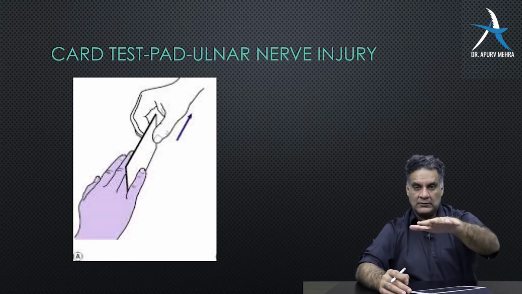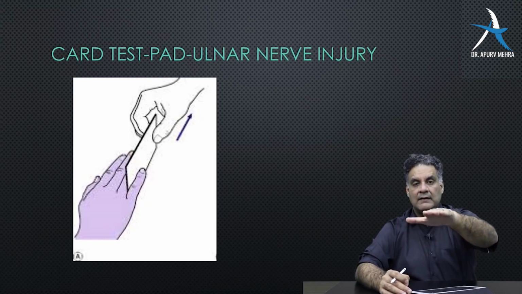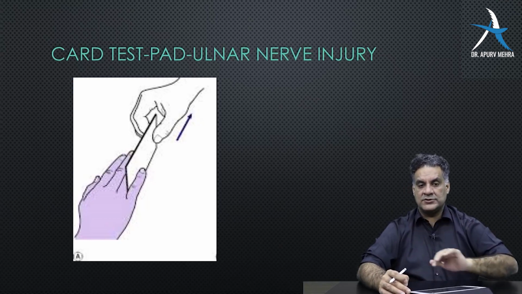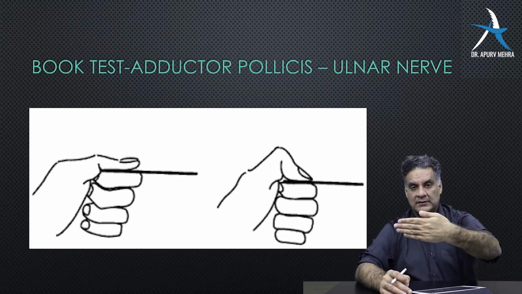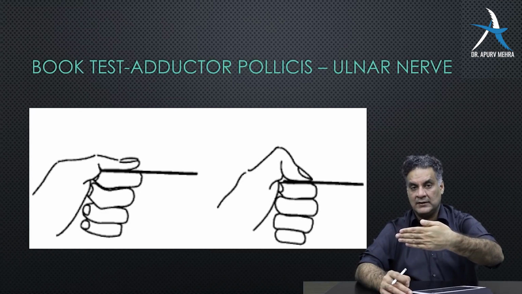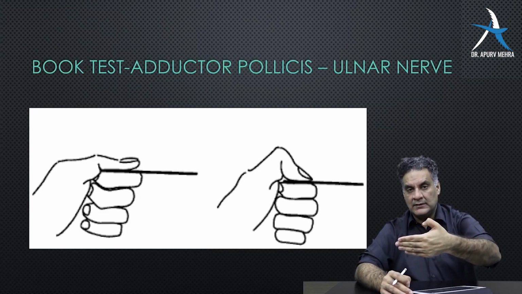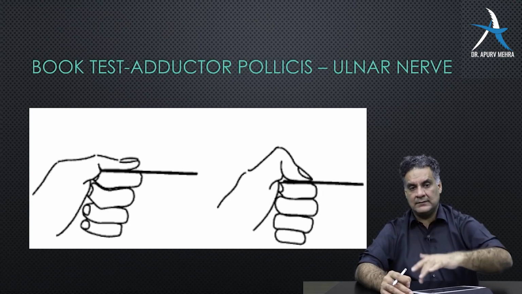So if you give a card to the patient, and he holds it between the fingers, this is called the card test, palmar interossei. If you give a book to the patient and he holds it between the thumb and the palm, it's called the book test, adductor pollicis, again for the ulnar nerve. If the ulnar nerve is paralyzed, you flex the thumb and hold it. This is called the Froment sign.